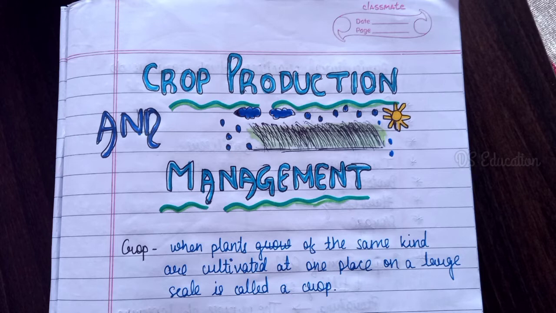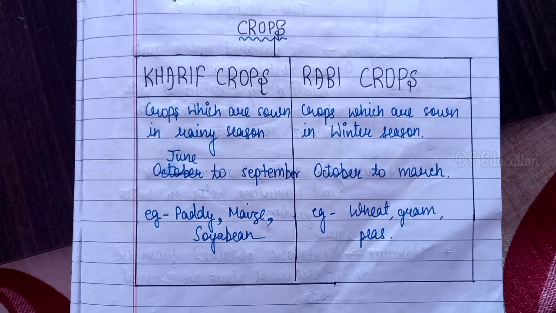First of all, what is a crop? When plants of the same kind are cultivated at one place on a large scale, it is called a crop. Now we understood what a crop is.